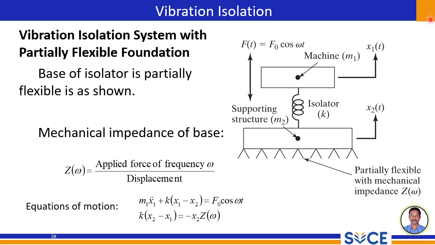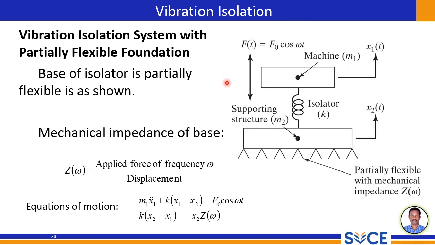The slide clearly states vibration isolation system with partially flexible foundation. Base of isolator is partially flexible as shown in the figure. This indicates that the supporting structure has some flexibility, but it is not as idealized as a fully flexible foundation. The diagram illustrates this concept very clearly.